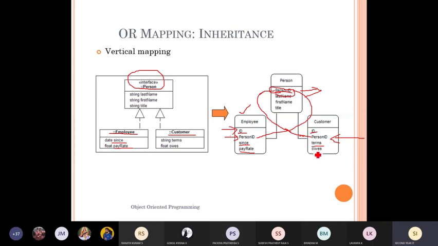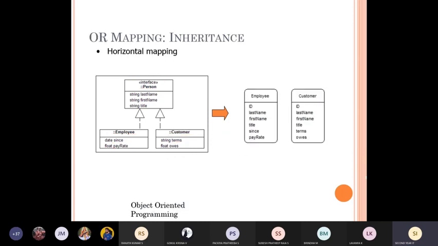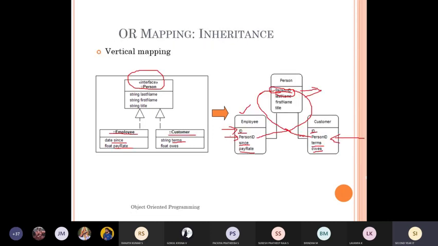Here what else do we have, terms and orbs. So terms is a string and orbs is a value. Okay, so since it is defined as a float, this is called a vertical mapping. So now moving to the horizontal mapping. In vertical mapping, I have taken three classes. So 1, 2 and 3.